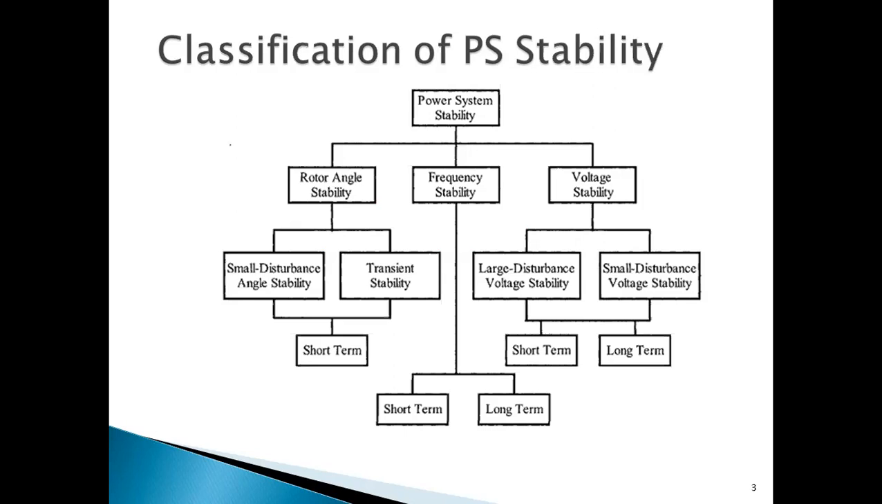Voltage stability can also be classified into two categories based on the nature of the disturbance, which I discussed earlier: large disturbance voltage stability and small disturbance voltage stability. Also, based on the time frame, we can have two types, that is short term voltage stability and long term voltage stability.